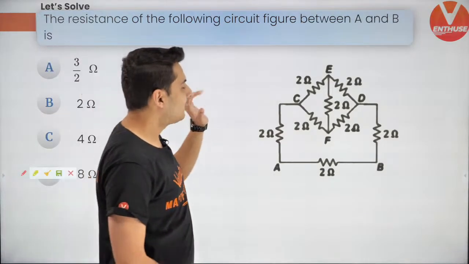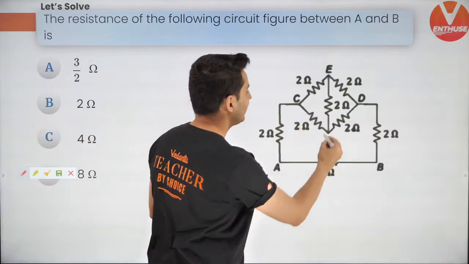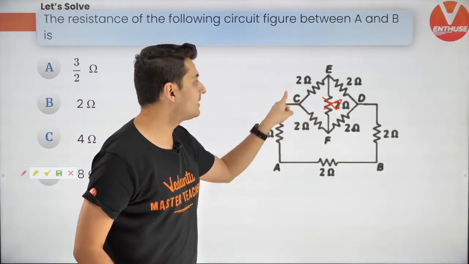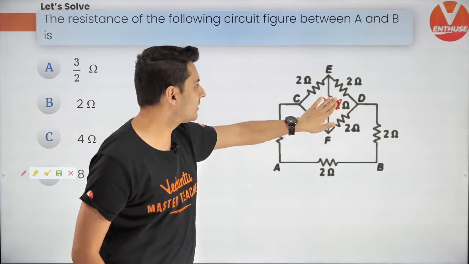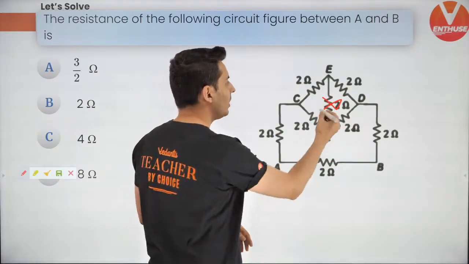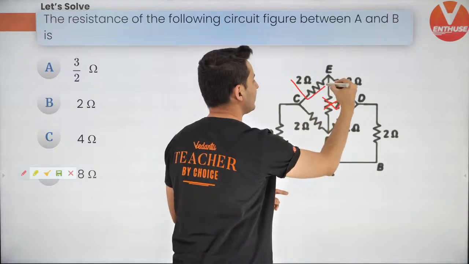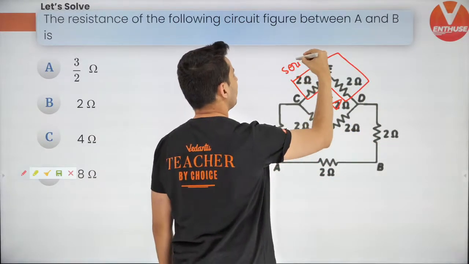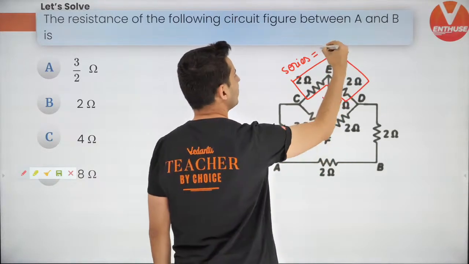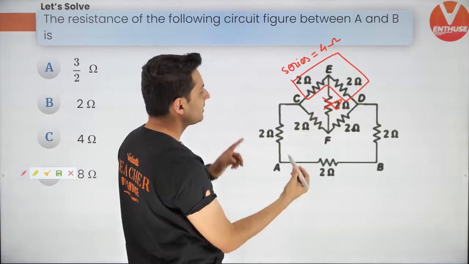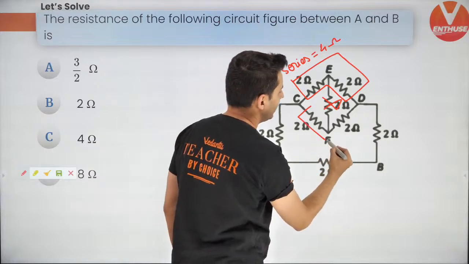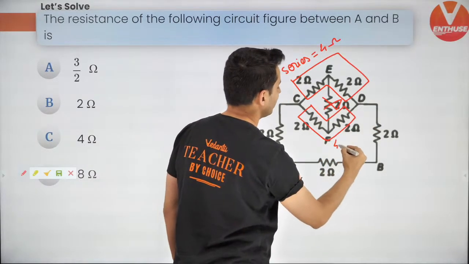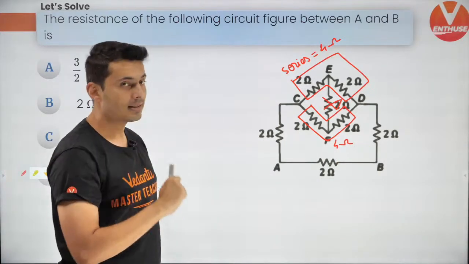My bad. Okay, so first of all, you should understand that this resistor is useless. Do you see why? Because this is a balanced Wheatstone circuit. So this resistor is useless. So it's just like these two resistors are in series. They are in series. And what is the value of that resistance? 2 plus 2, which is 4 ohms. Similarly, these two resistors are in series. 2 and 2 will also give you 4 ohms. I hope this is clear.